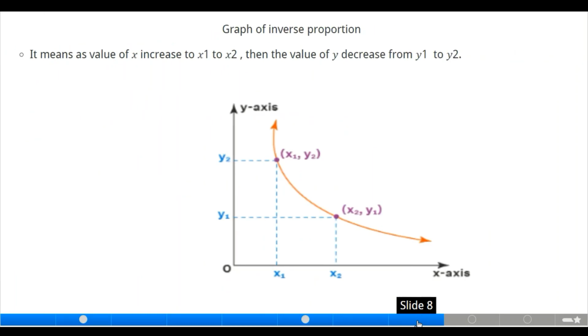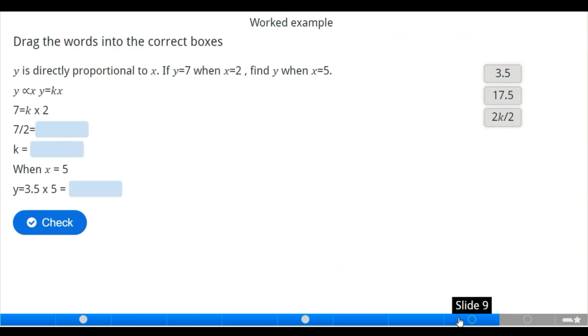And that leads us to the graph for inverse proportion. As we have said, as y increases, what happens to x? x decreases. And as y decreases, what happens to x? x increases. Okay, now we have an activity here, which is also a past question.